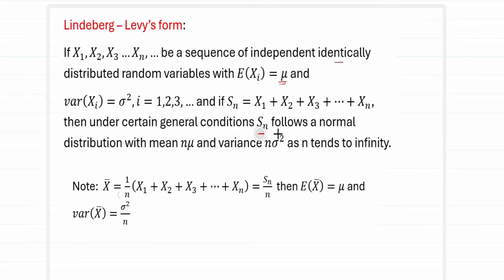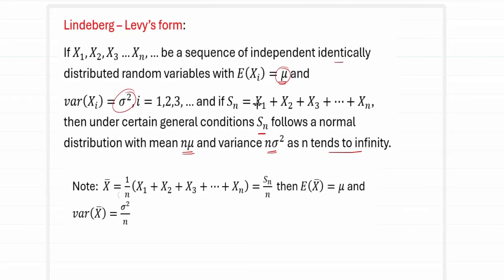So what is going to be the mean of your Sn? The mean of your Sn will be n times mu. And what is the variance of your Sn? It becomes n times sigma square. And when does this happen? This happens as n tends to infinity. So here every variable has the same mean mu and every variable has the same variance sigma square.